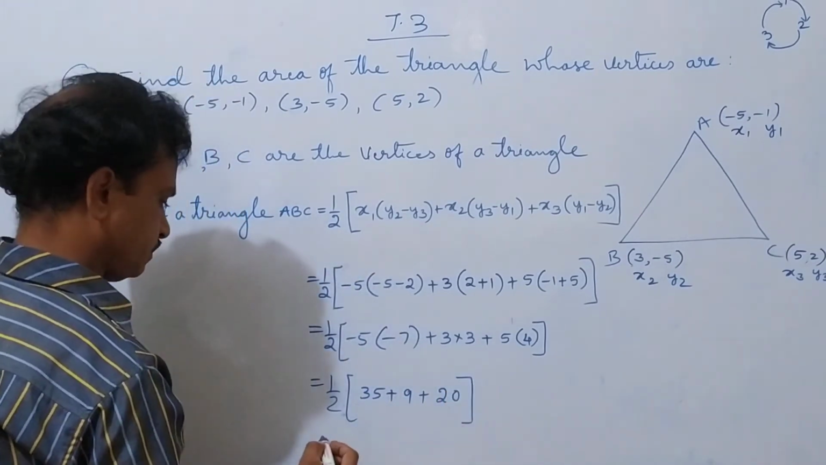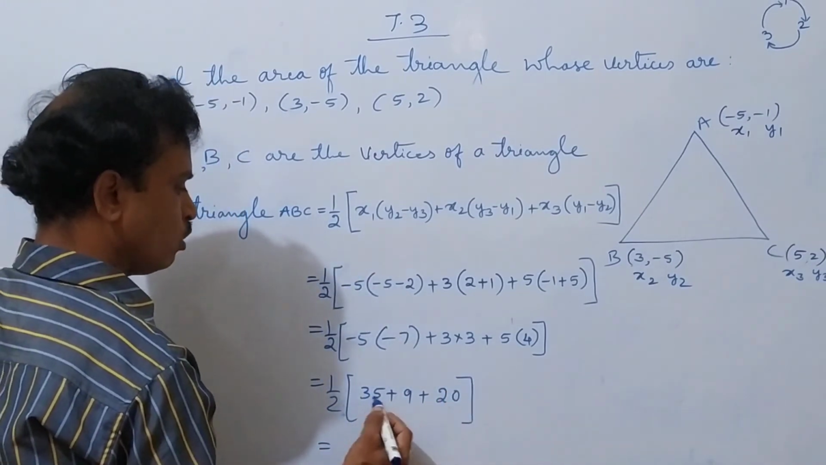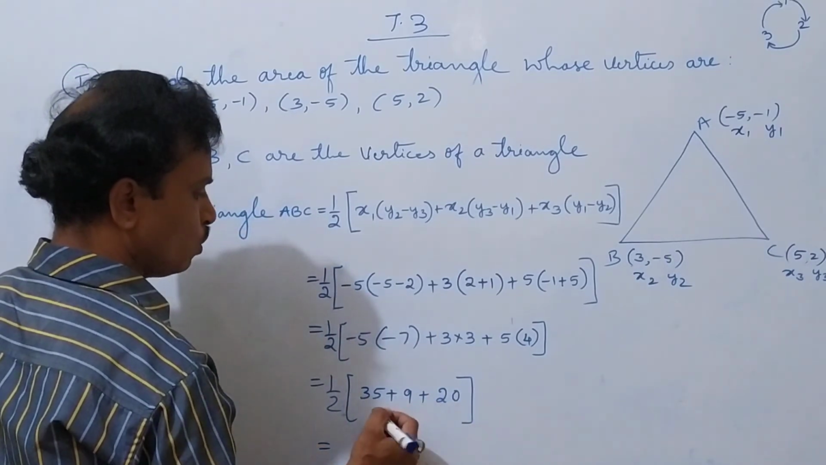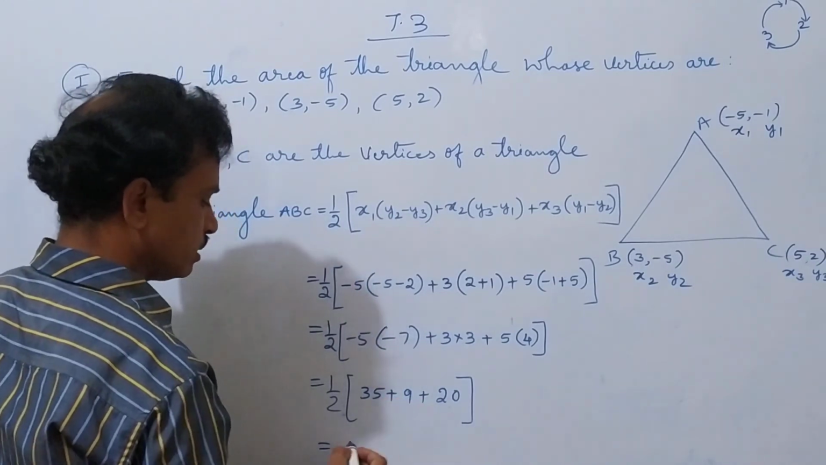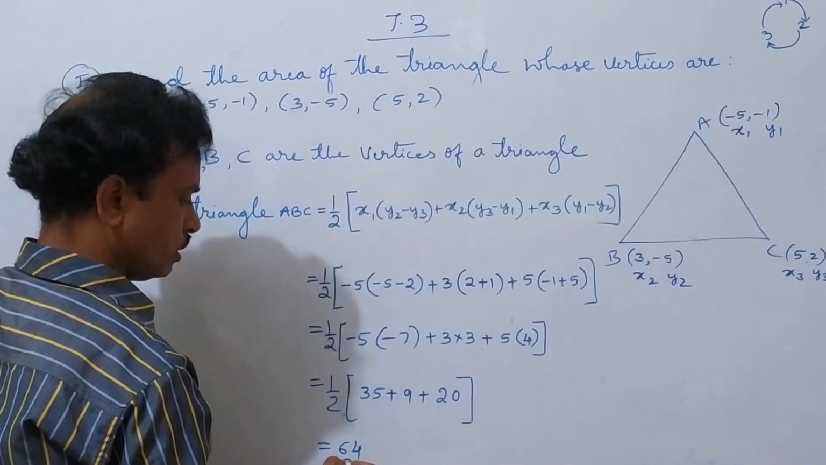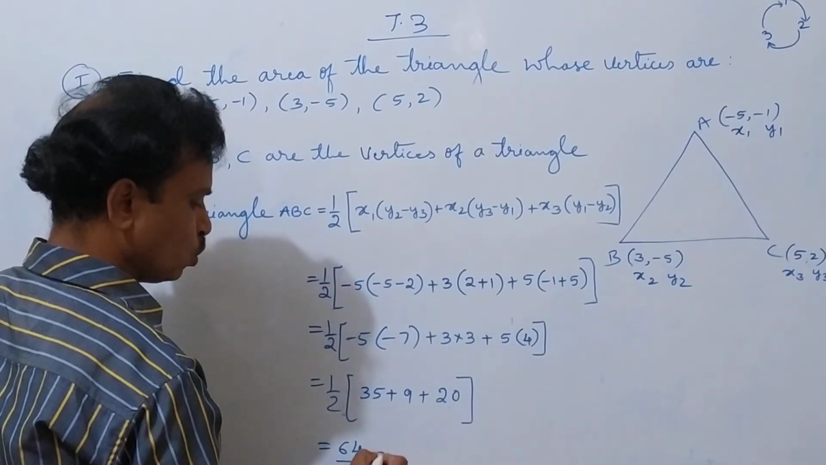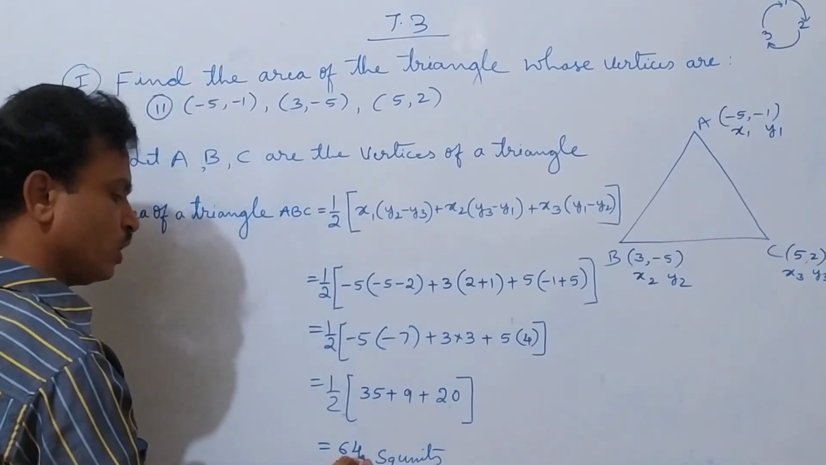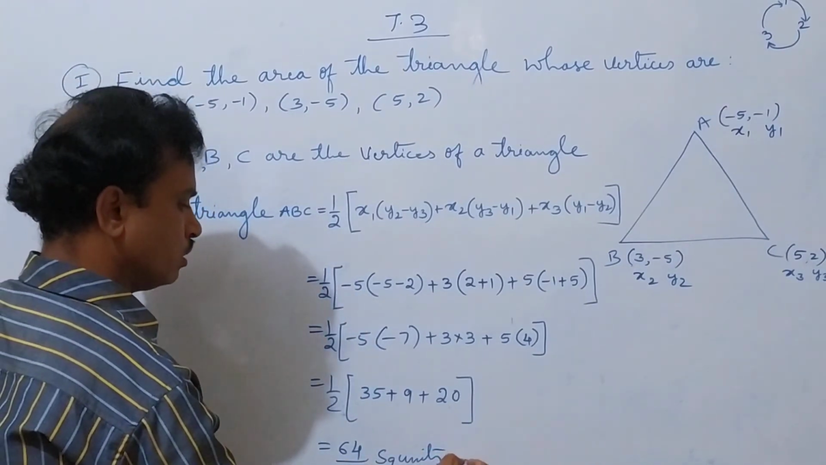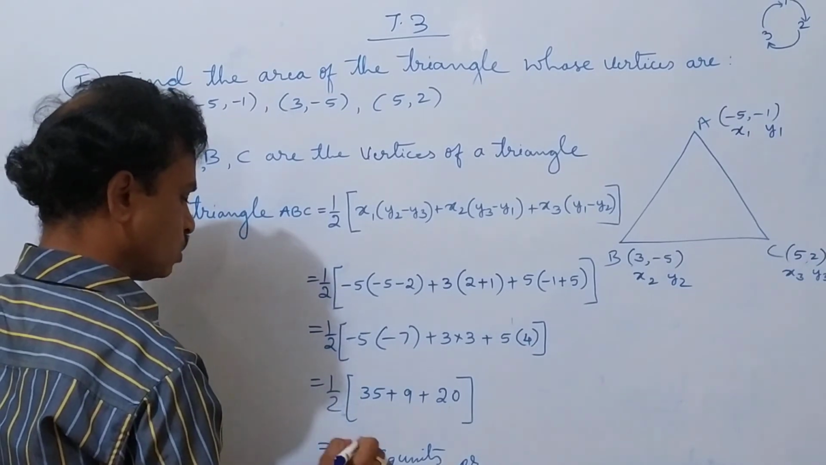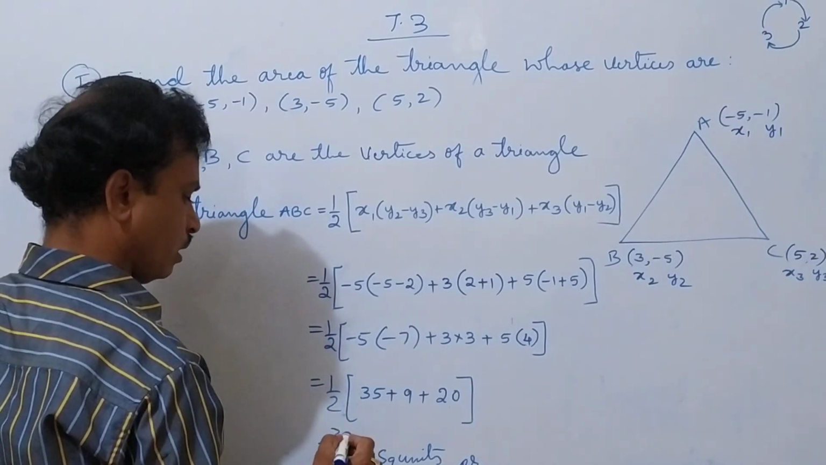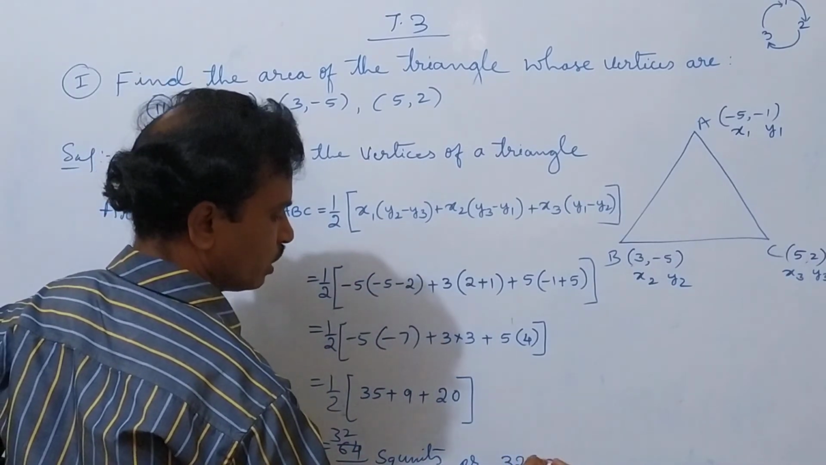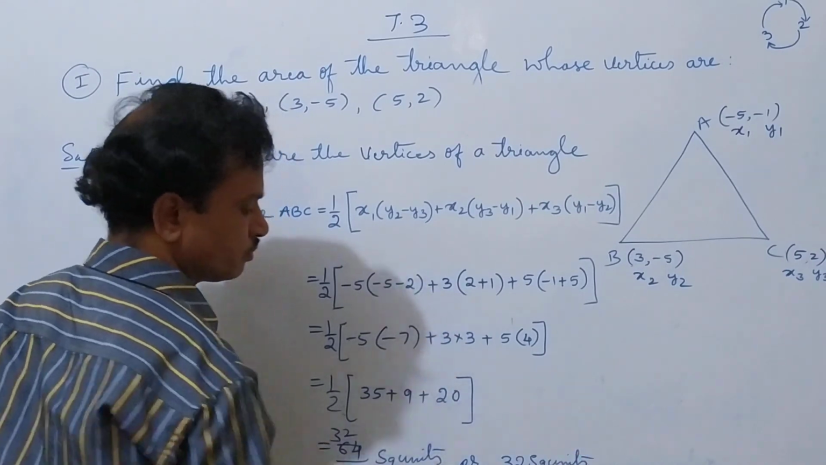Now add all this. 35 plus 20 is 55. 55 plus 9 is 64, divided by 2 square units. If you want, you can reduce it here: 2 1s are 2, 2 3s are 6, 2 2s are 4. So this is 32 square units. Understood?